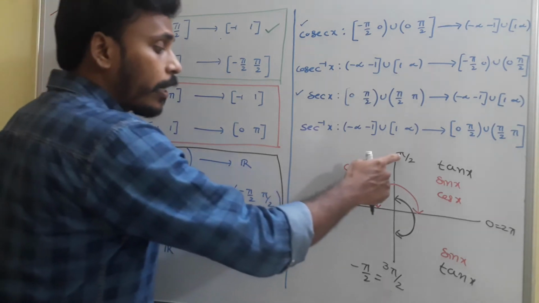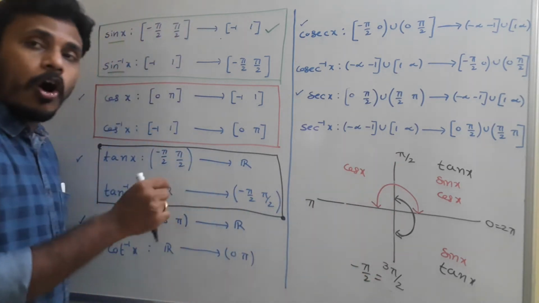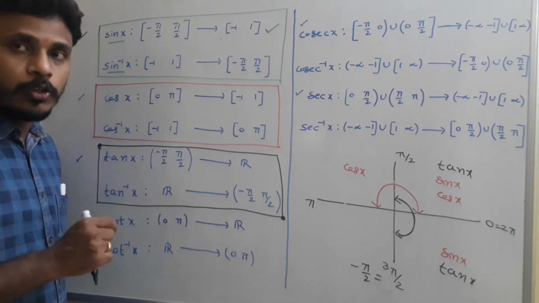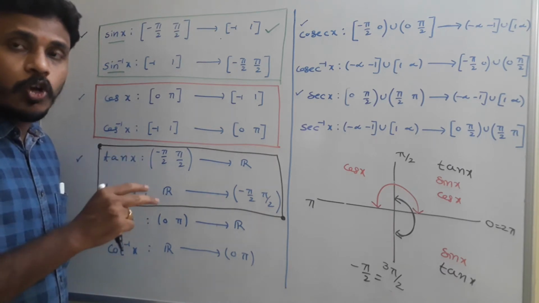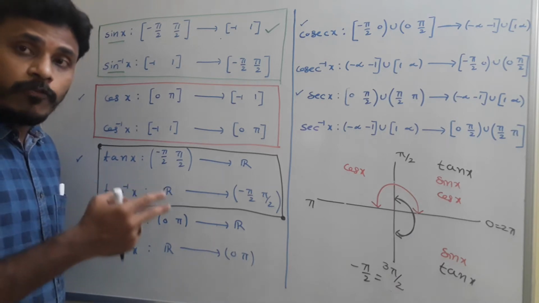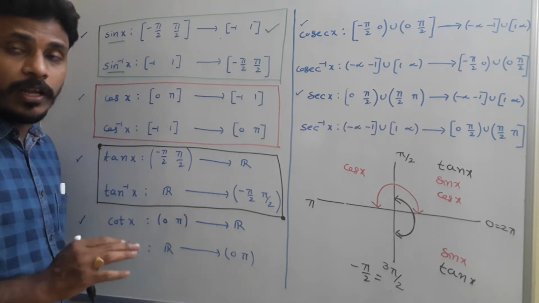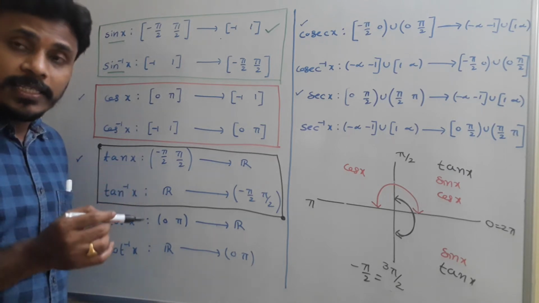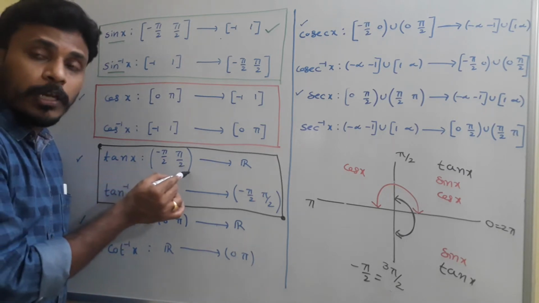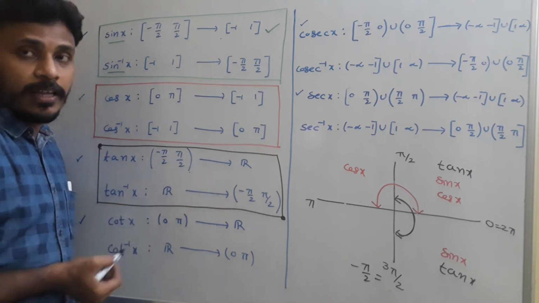Here pi by 2 and minus pi by 2 are neglectable values. Why? Because tan of pi by 2 is infinity, which does not exist in real numbers. Tan of minus pi by 2 is also not there in real numbers, and that's why we need to consider the domain of tan x as the open interval minus pi by 2 to pi by 2.